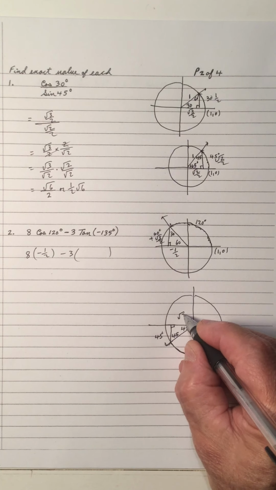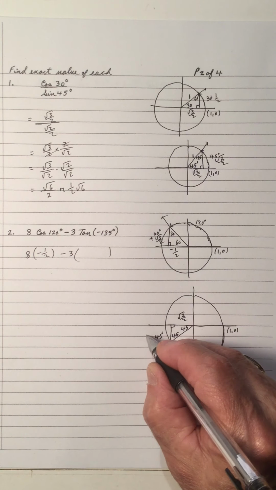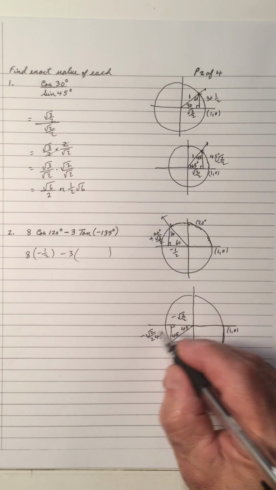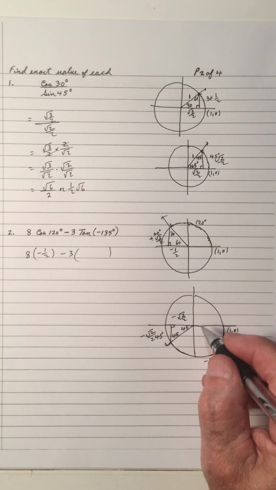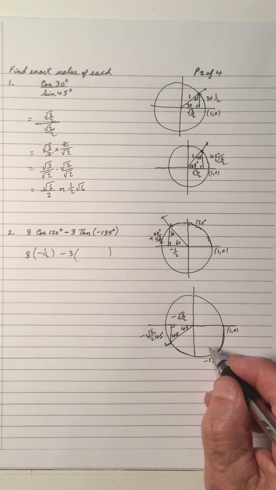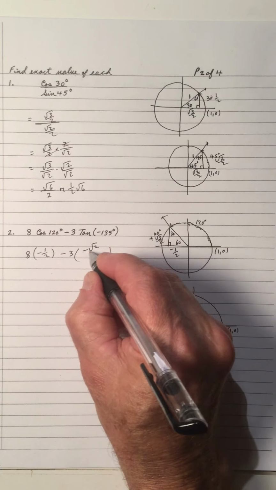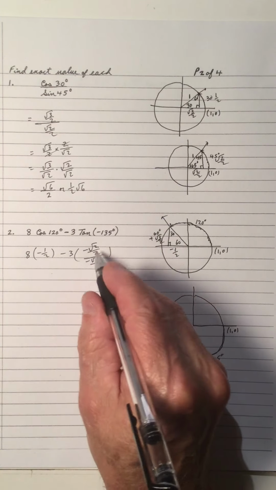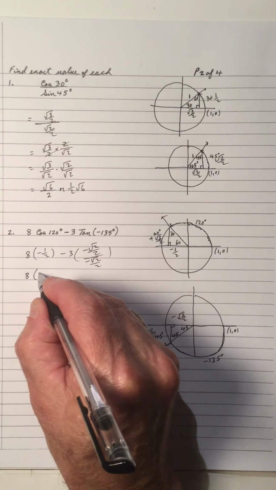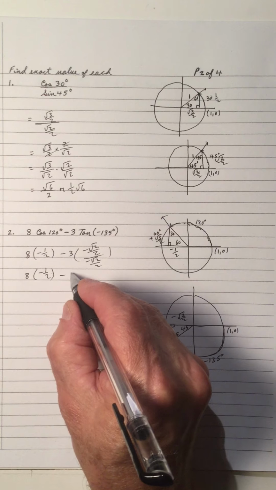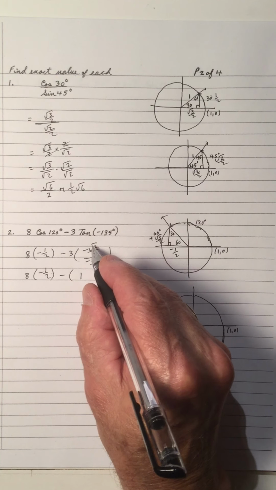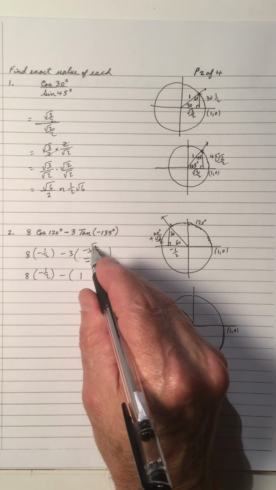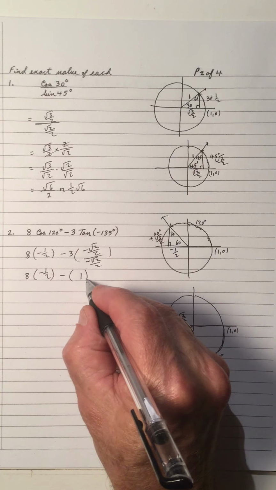So this side is root 2 over 2, and this side is root 2 over 2. And the x is negative, and the y is negative. So the tan of negative 135, the tan is the y over the x, so it's negative root 2 over 2 divided by negative root 2 over 2. And we simplify inside the brackets first. So let's just leave this negative a half alone, multiply by 8. And when you divide the same number by itself, you get 1 except for 0. So negative root 2 over 2 divided by negative root 2 over 2 is 1.